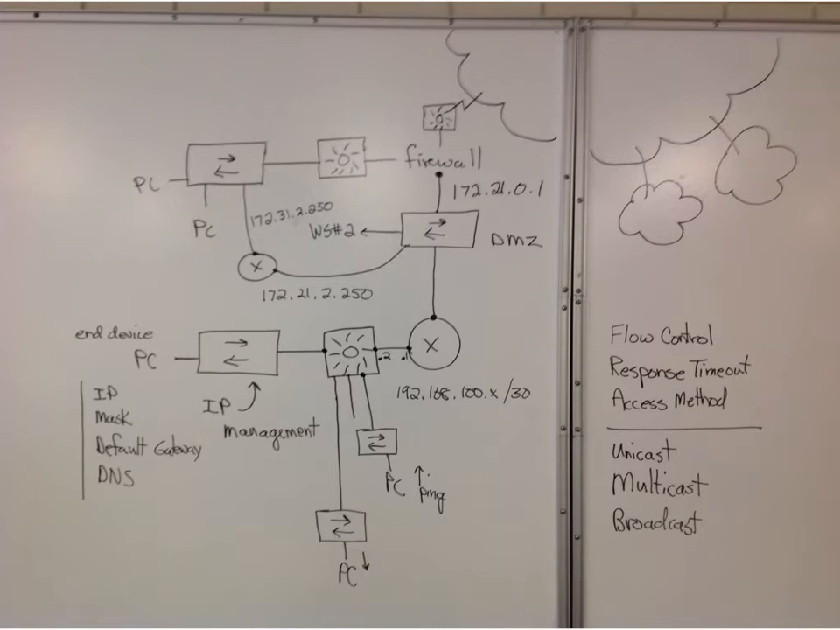So the students should be able to do these things. You should be able to set up a PC to communicate with a network. Given the right information, you set up the IP, the subnet mask, the default gateway, and the DNS services that we would be using.